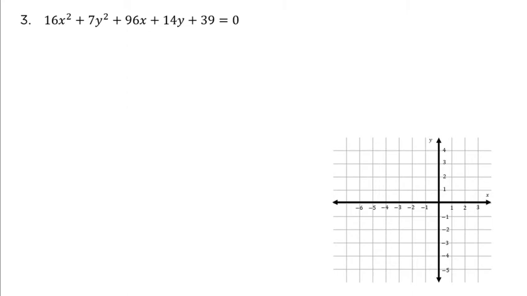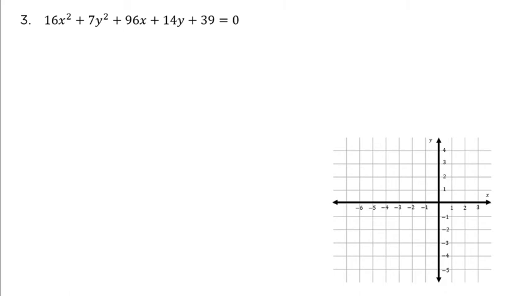Now, for the last problem, we are given 16x squared plus 7y squared plus 96x plus 14y plus 39 equal to 0. Okay? Obviously, as you can see, the equation is not yet in standard form. So, kailangan nating i-transform ito. So, first step that we will do is to group all x's and all y's and isolate the constant term to the right-hand side of the equation.